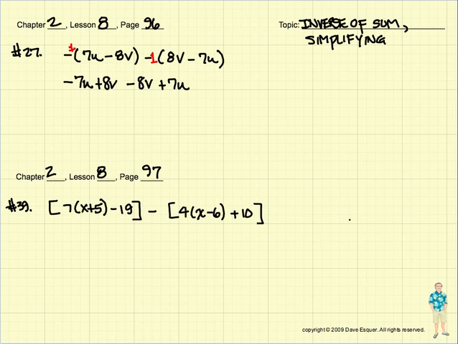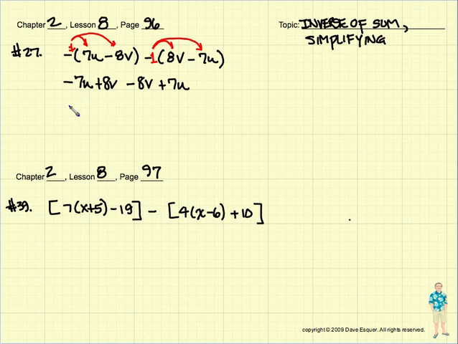What I'm doing is I am distributing the -1. The easier way to think of it is if there's a minus sign in front, it flips the sign of everything inside. So the 7u becomes a minus, the -8v becomes a plus. Here's a -1 in front of this thing in parentheses, it flips the sign, that 8v becomes a minus, and that -7u becomes a plus.